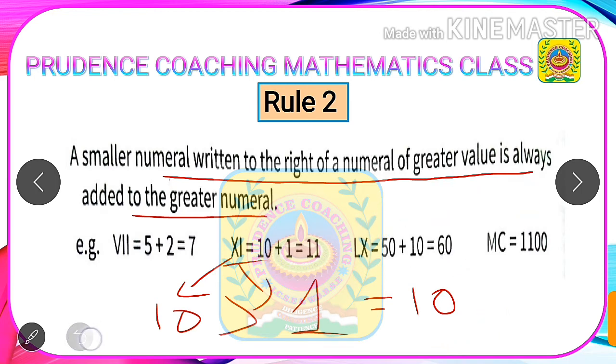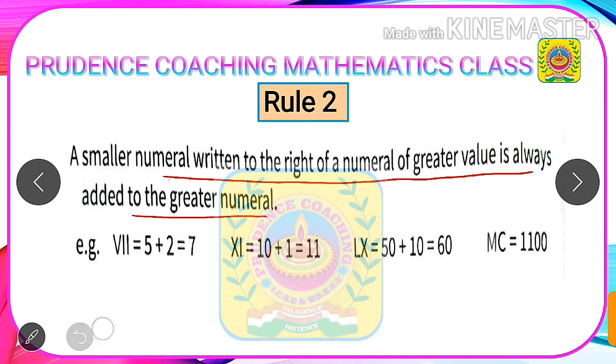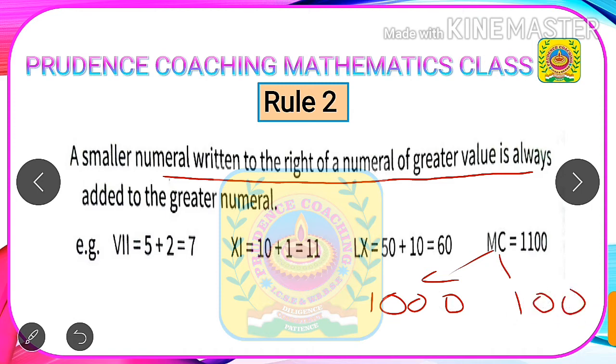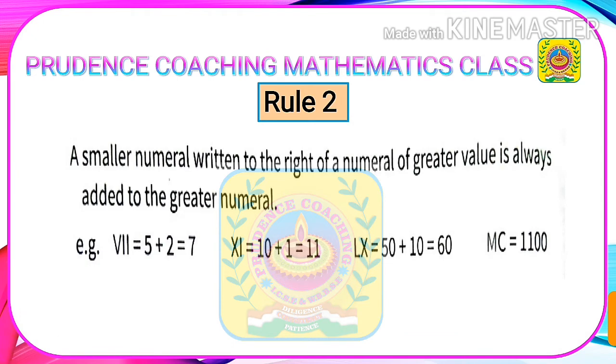Let us see the last example, that is MC. Students, we know M means 1000 and C means 100. And we all know that 1000 is greater than 100, so we will add 100 to 1000 and get our answer, that is 1100. This is all that we have in rule number 2, that is, if our left hand side number is greater than the number on the right hand side, then we will add the right hand side number to the number on the left hand side and get our answer.